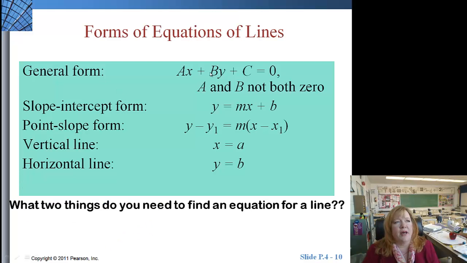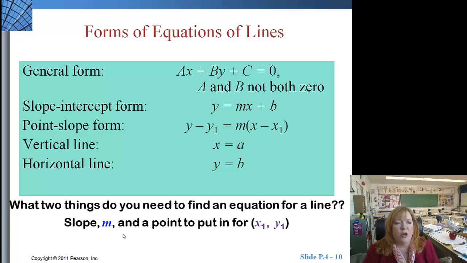These are the different forms of equations of lines. They can be written different ways. You've got the general form, also called the standard form in some textbooks, slope-intercept form, and point-slope form. A vertical line is always x equals a number, which is counterintuitive. A horizontal line is y equals some number. And the two things that you always need for the equation of a line are a slope and a point to put in for x1 and y1. If you have those two things, you can find the equation of any line.